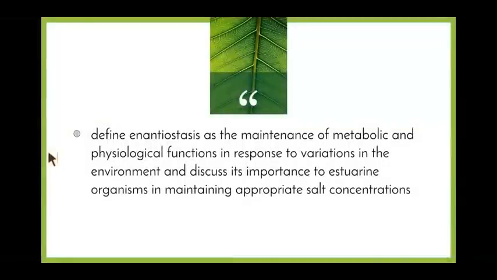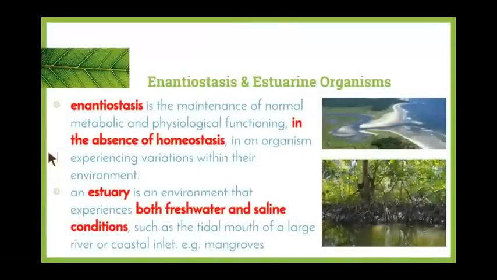So we're going to start with the define enantiostasis dot point by having a look at what enantiostasis is and discuss it in relation to estuarine organisms. So firstly, the definition of the term enantiostasis is the maintenance of normal metabolic and physiological functioning in the absence of homeostasis. So this occurs in an organism that experiences variations within their environment.